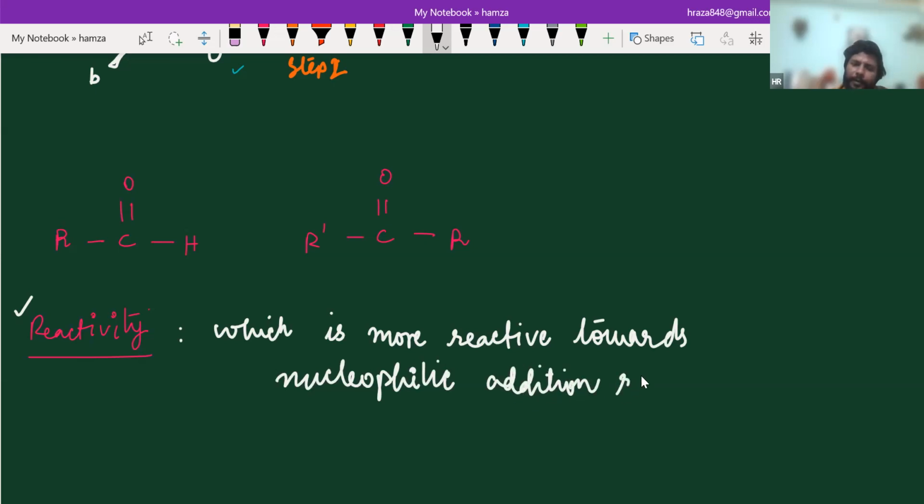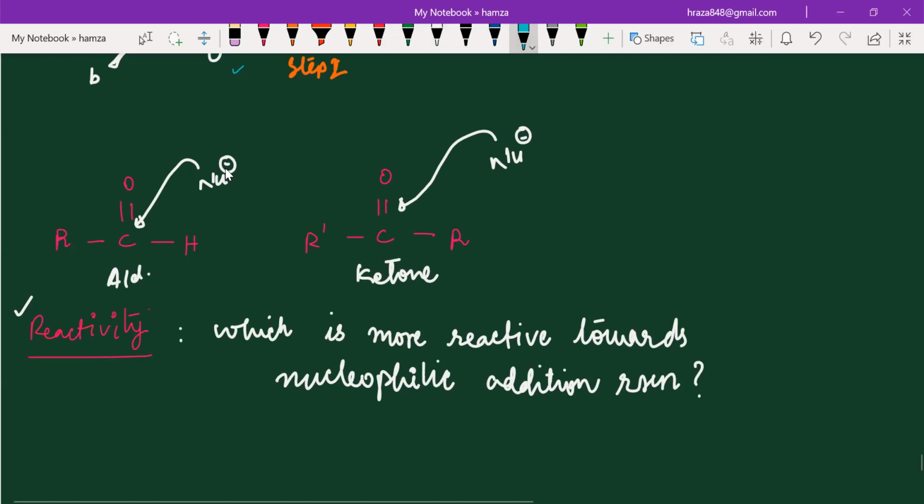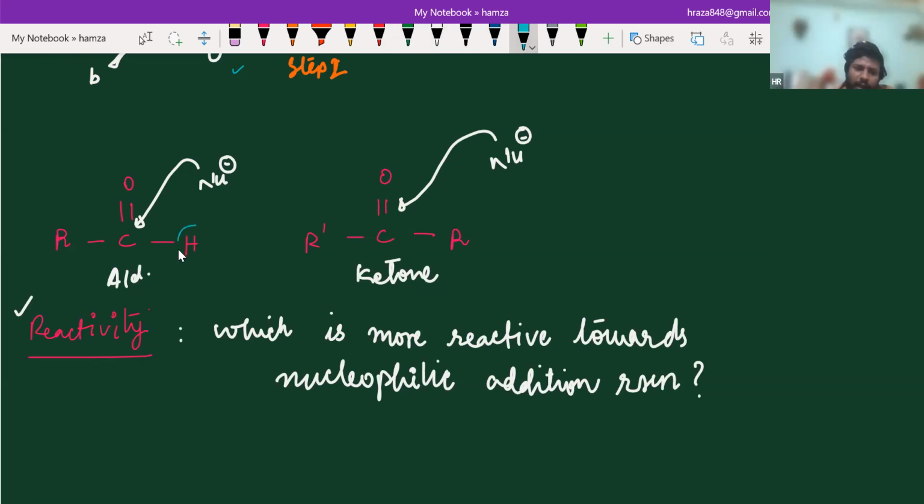Can you tell me? Yes or no? If you have a nucleophile here and here, it will be attacking on carbon and it will be attacking on carbon. So on which carbonyl compound, whether aldehyde or ketone, can it attack easily? Do you have any idea? Aldehyde. It can easily attack because there is hydrogen, and at the place of hydrogen in a ketone there is an alkyl group, so there will be steric hindrance. That's why. So I'm going to write a point about this.